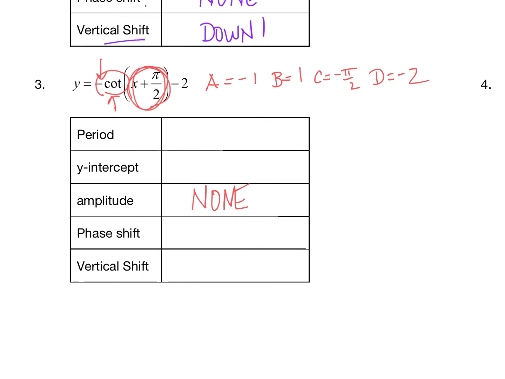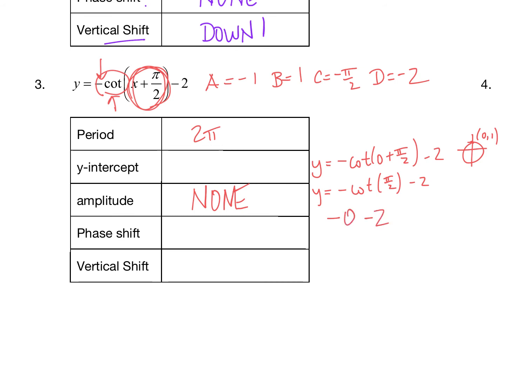The period here, 2pi/b, makes this just 2pi. Next, for the y-intercept, I have to let x equal 0. So I've got negative cotangent of 0 plus pi/2 minus 2. That's negative cotangent of pi/2 minus 2. That is negative, let's see, the cotangent at pi/2. Here's pi/2, that's 0, 1, it's 0. So it's -0 minus 2, or in other words, -2.